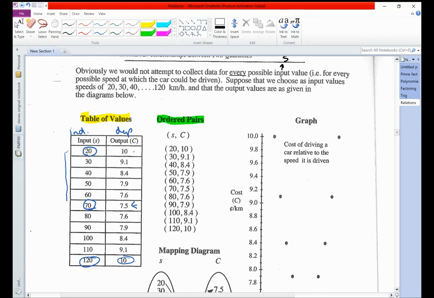Ordered pairs is another one. So it's very similar to the table of values, but instead of separating it, they're putting the pairs together, these pairs here. So we have speed on the left, which is the independent, and cost on the right, which is the dependent. And we're just grouping them in pairs rather than in a table.